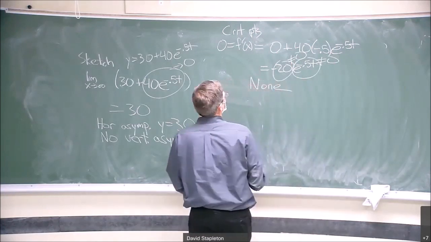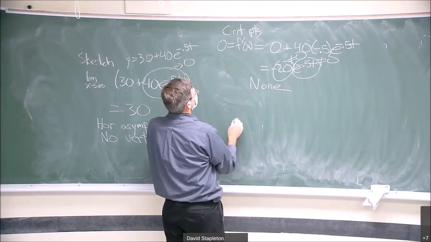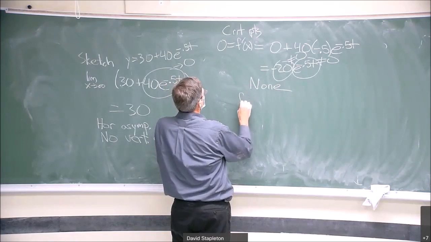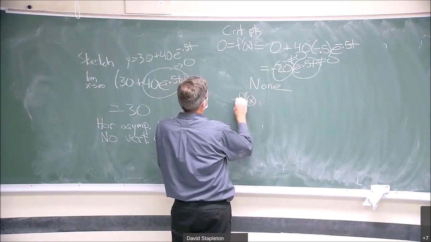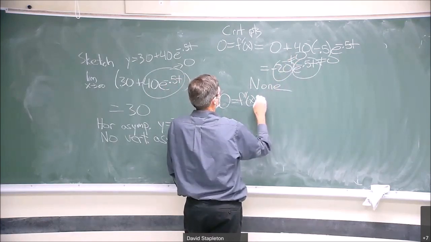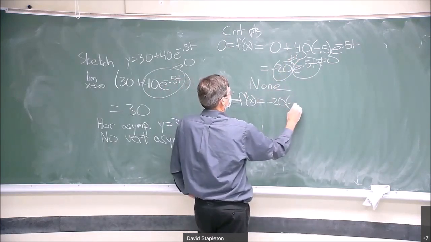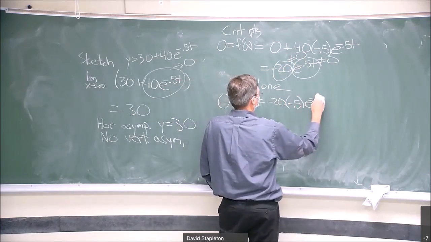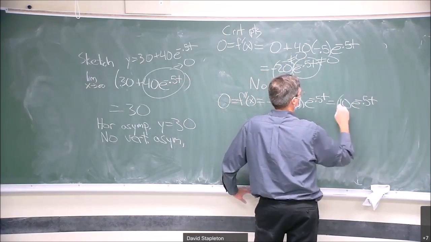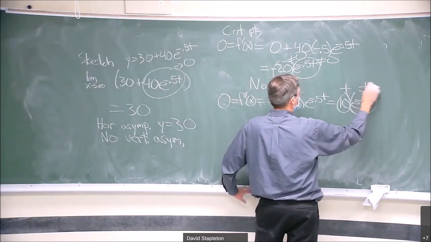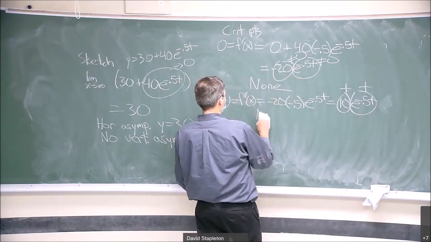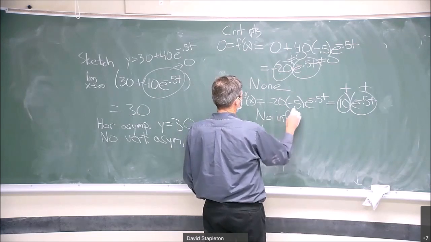Maybe there are inflection points. So we take f double prime and set it equal to 0. That's the derivative of this one: minus 20 times minus 0.5 e to the minus 0.5 t is 10 e to the minus 0.5 t. But again, it's a positive number times a positive number. It's not equal to 0 anywhere. So there are no inflection points.